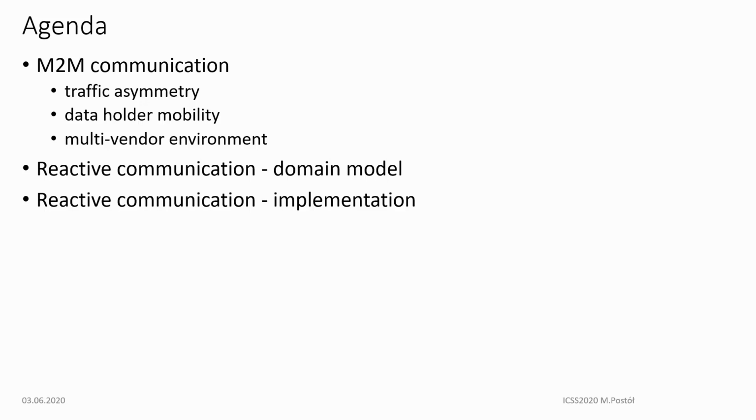At the very beginning, let's describe the scope of my research. Talking about machine-to-machine communication, I will try to point out the most important, in my opinion, features of this application domain. Because Industry 4.0, IoT and, in general, cyber-physical systems developed based on machine-to-machine communication may suffer from problems related to traffic asymmetry, data holder mobility, and multi-vendor environment. I will investigate the possibility to engage reactive communication instead of interactive communication.